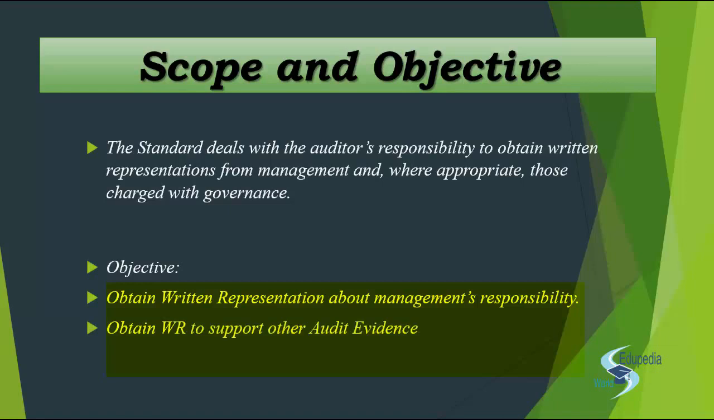Okay. The next objective is to obtain a written representation to support the other audit evidence. So basically you know that your audit evidence is the prime important thing in your audit. Unless and until you have evidence supporting any of your statements, you cannot prove it to be correct. So whenever you want to arrive at a conclusion for something, you will need supporting audit evidence for that. Even your written representations are in some context audit evidence, but they are not conclusive audit evidence.